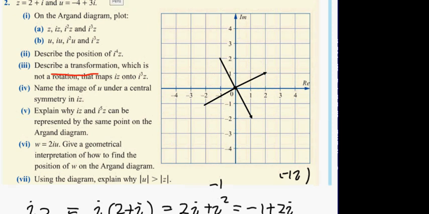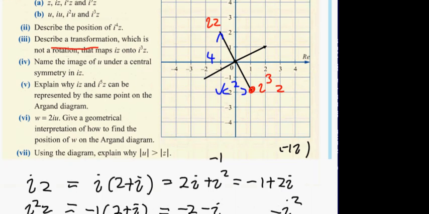Okay? What it wants me to do is, this one here is i3z, and this one here is iz. How do we turn iz into i3z? Let me show you. We go down 4 and across 2. That's what's called a translation, moving the point across and down. So this is what has to happen, okay?